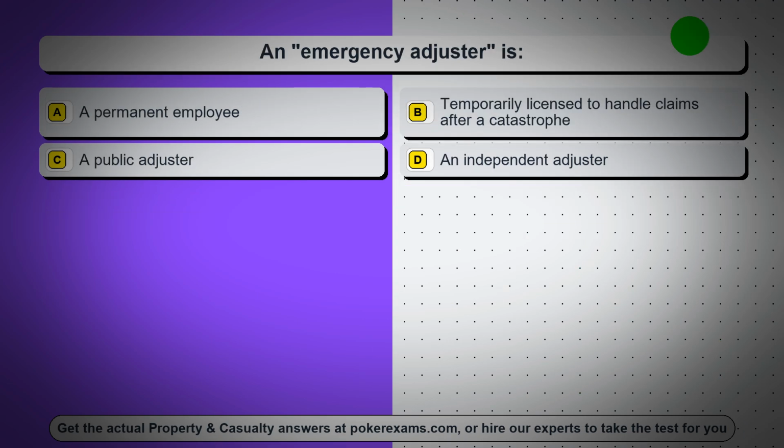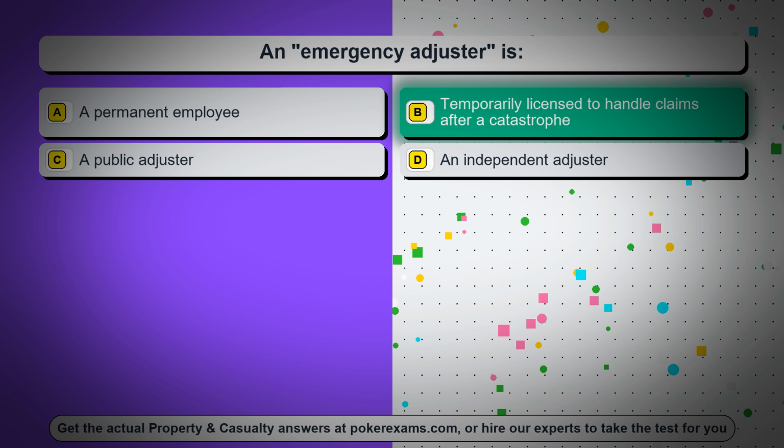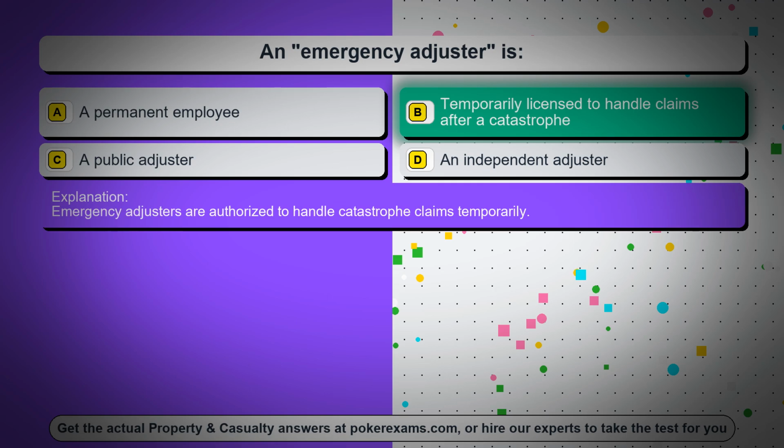Question 6. An emergency adjuster is: Option A, a permanent employee. Option B, temporarily licensed to handle claims after a catastrophe. Option C, a public adjuster. Option D, an independent adjuster. The correct answer is option B, temporarily licensed to handle claims after a catastrophe. Emergency adjusters are authorized to handle catastrophe claims temporarily.